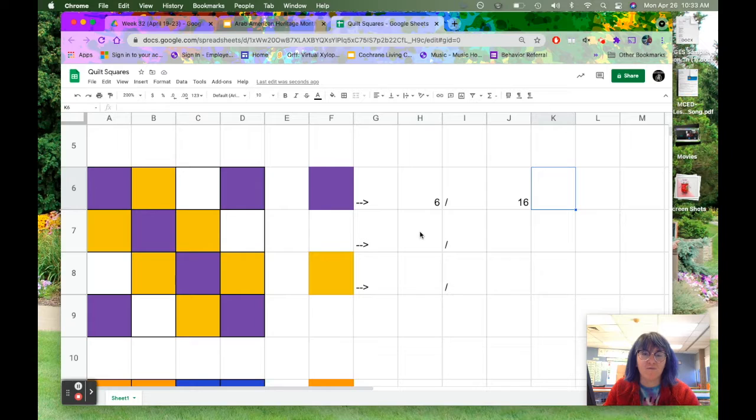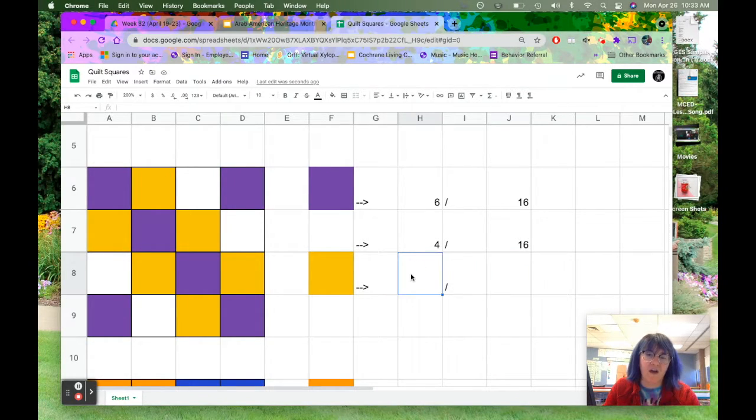How about white? What's the numerator? 4, because there are 4 white squares. And what's the denominator? Yeah, 16, right? We're still looking at the same quilt square, so they're the same parts. There's the same number of parts in the whole as there was for purple.